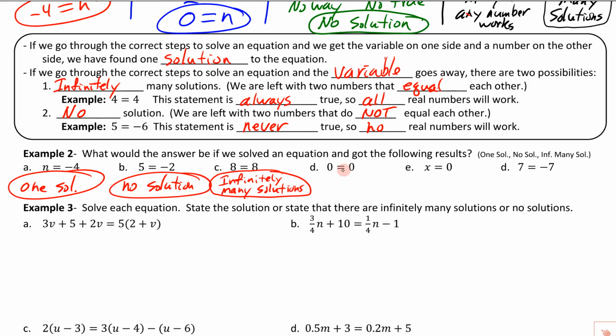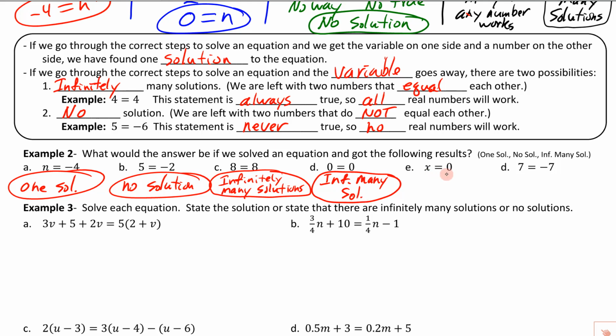So let's take a look at the next one. What if we got 0 equals 0? Well, 0 does equal 0. So we're going to write that that would be infinitely many solutions. And put the period at the end there so people know that you're abbreviating that word. So infinitely many solutions. And don't say infinitely many sol. Just say infinitely many solutions. I mean, say the whole word. We're not that lazy.